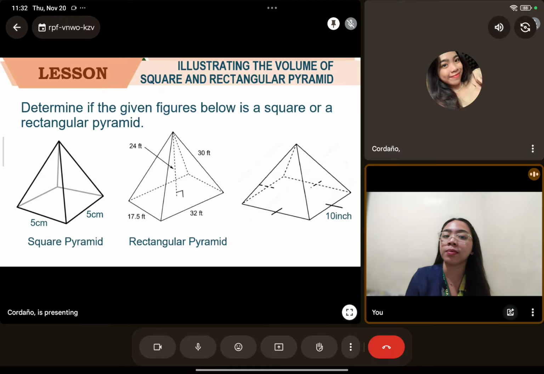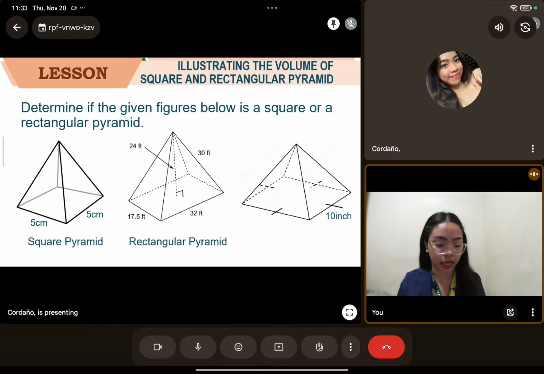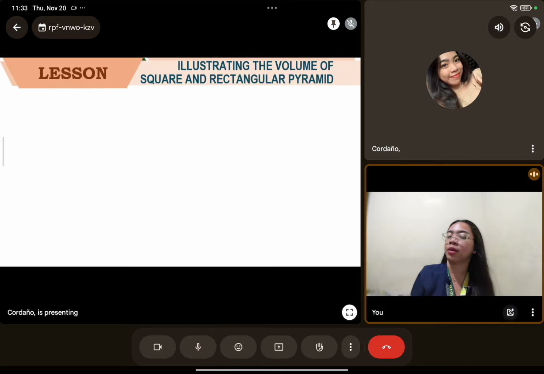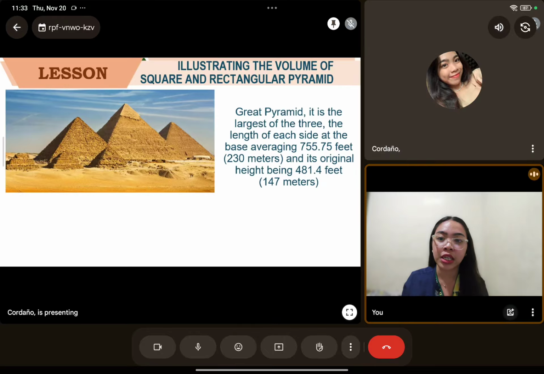Okay, next one. Yan. As you can see, may line siya sa gitna, yung nasa pinaka-base. Ang ibig sabihin po niyan, pag nakita niyo po yung line na yan, they are equal. Okay? So, kung 10 inch ito, the rest naman na nakikita niyong may line, they are also 10 inch. Since pare-pareho sila ng measurement, then it is called a square pyramid. Okay, very good.